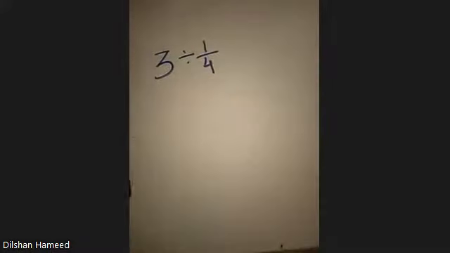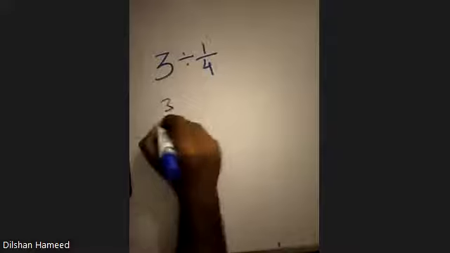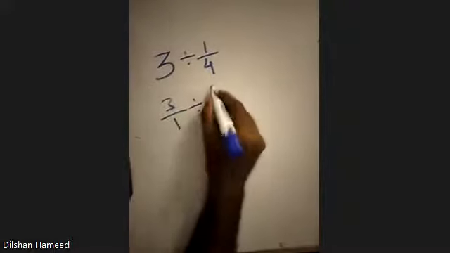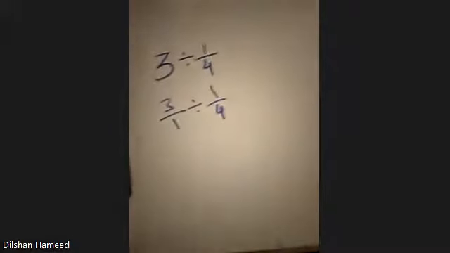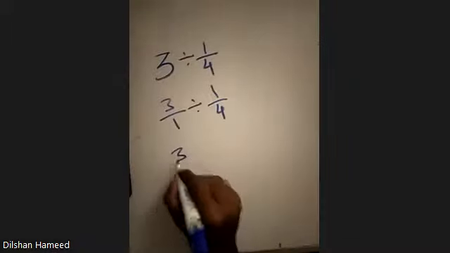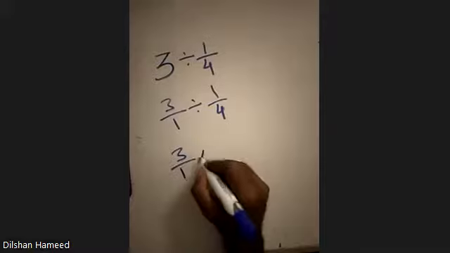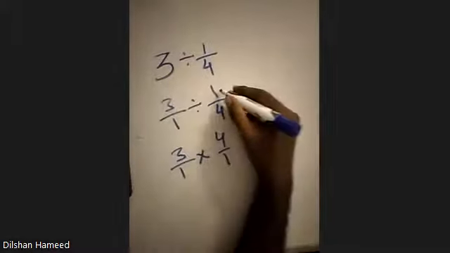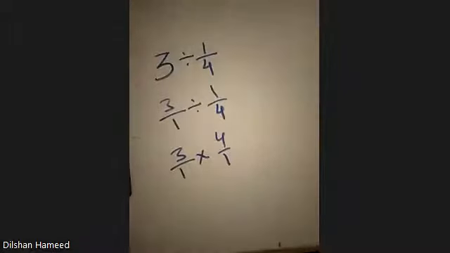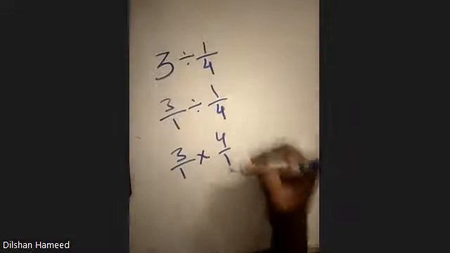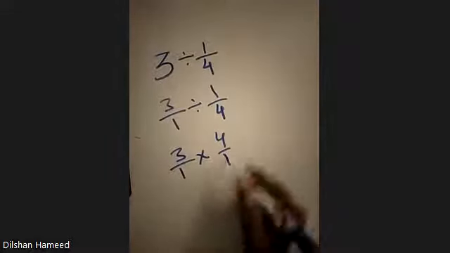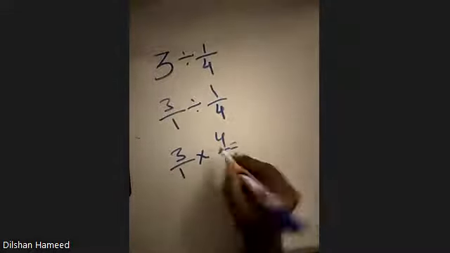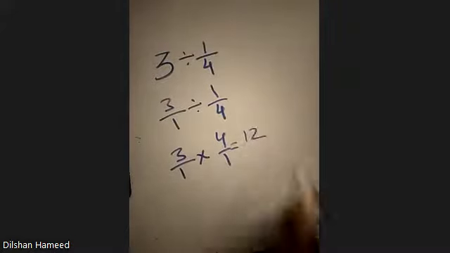So as I said, 3 upon 1 divided by 1 upon 4. Okay, when you divide, what you do is you just get the inverse. So 3 upon 1 into 4 upon 1. So what happened? The 4 goes up and the 1 comes down. You inverse it. Inverse means change the position. Now what you do? 4 threes are 12. See, the answer is 12.